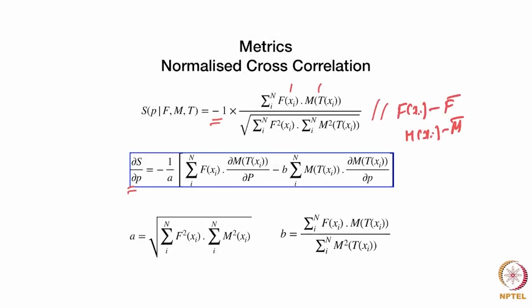Like I said, this is an important step because once you figure out delta S by delta P, all you have to do is P goes to P minus lambda delta S over delta P. This is the gradient descent step. So once you take this step, you once again evaluate this metric and calculate how much you have to move. You also have to adjust this hyperparameter lambda based on the problem. Okay, so this normalized cross correlation is also used.